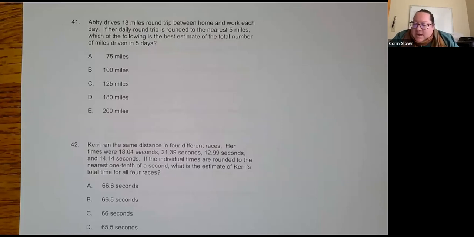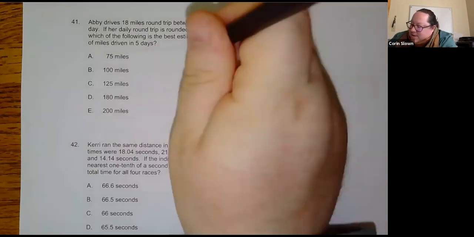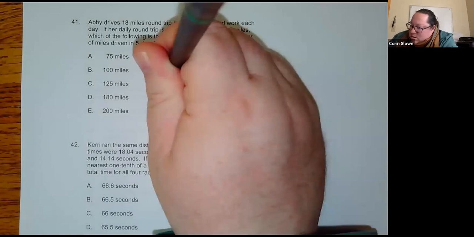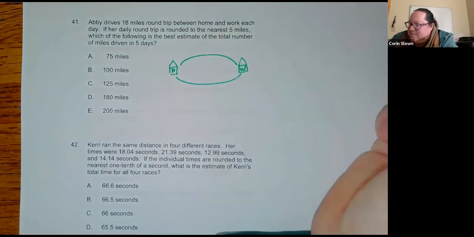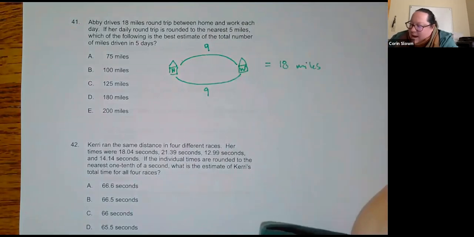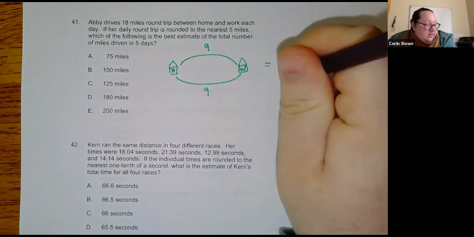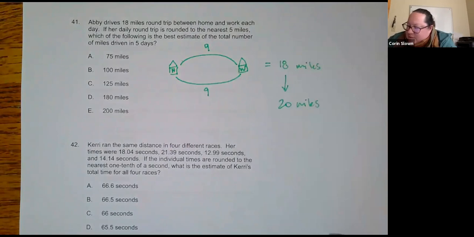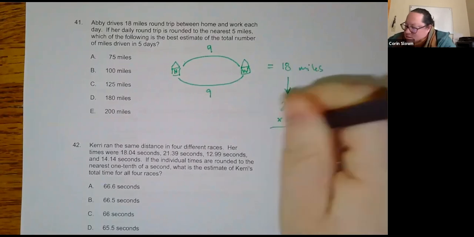So Abby drives 18 miles round trip between home and work each day. If her daily round trip is rounded to the nearest 5 miles, which of the following is the best estimate of the total number of miles driven in 5 days? So let's think about it this way. If it's 18 miles round trip, here's Abby's home, here's Abby's work. So this is home, this is work. If it's 18 miles round trip, then it's 9 miles each way. I'm rounding to the nearest 5 miles, so the nearest that I could round to would be 20. Which of the following is the best estimate of the total number of miles driven in 5 days? That times 5 would be 100.